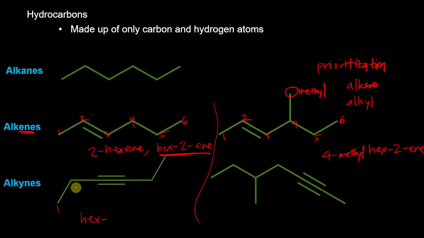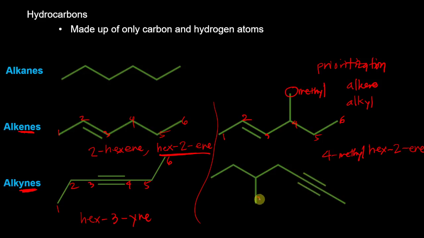So let's have 1, 2, 3, 4, 5, 6. So here it started on carbon number 3. So we have hex-3. Then again, this one is a triple bond. So pag triple bond, again, this one is an alkyne. So the suffix here is "-yne". So this one will be hex-3-yne. Another one over here, we have a triple bond. So this one is an alkyne.